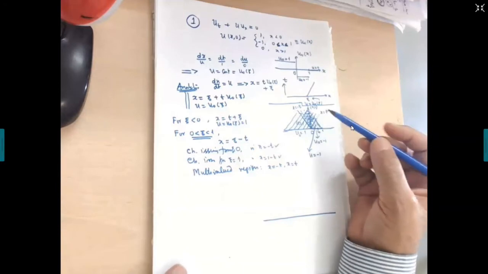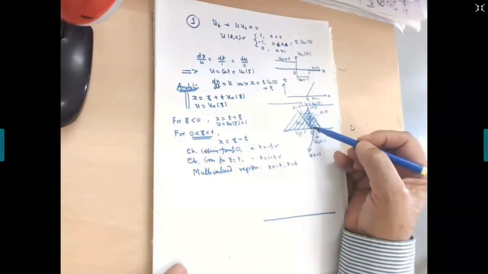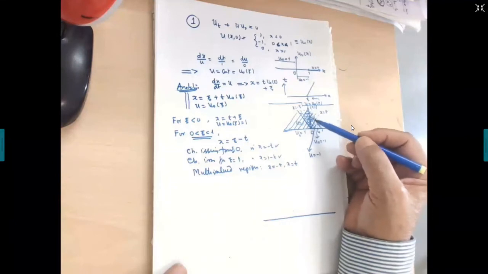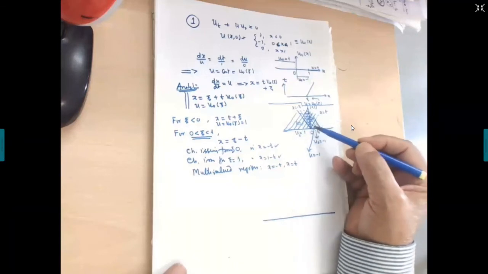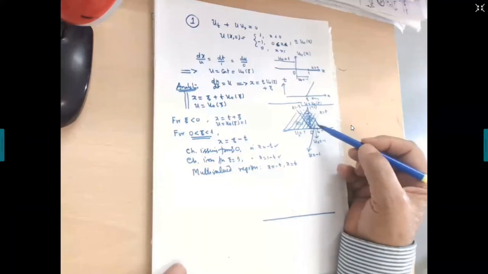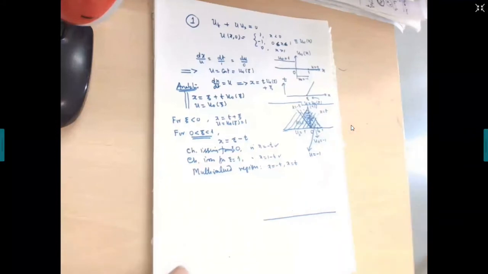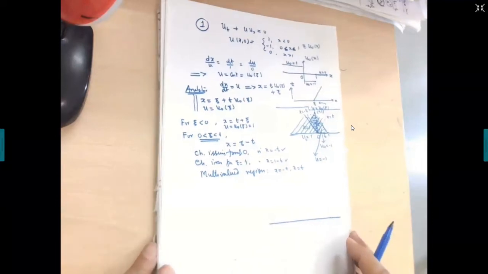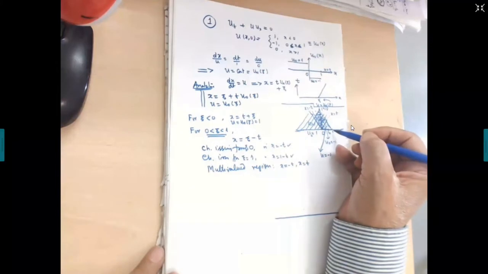But now you can see that in this region, the characteristics intersect. These are the characteristics coming from the left. These are the characteristics coming from the right, and they intersect in this region. I have shaded this region. So now what is the next step? I think we should complete this exercise.